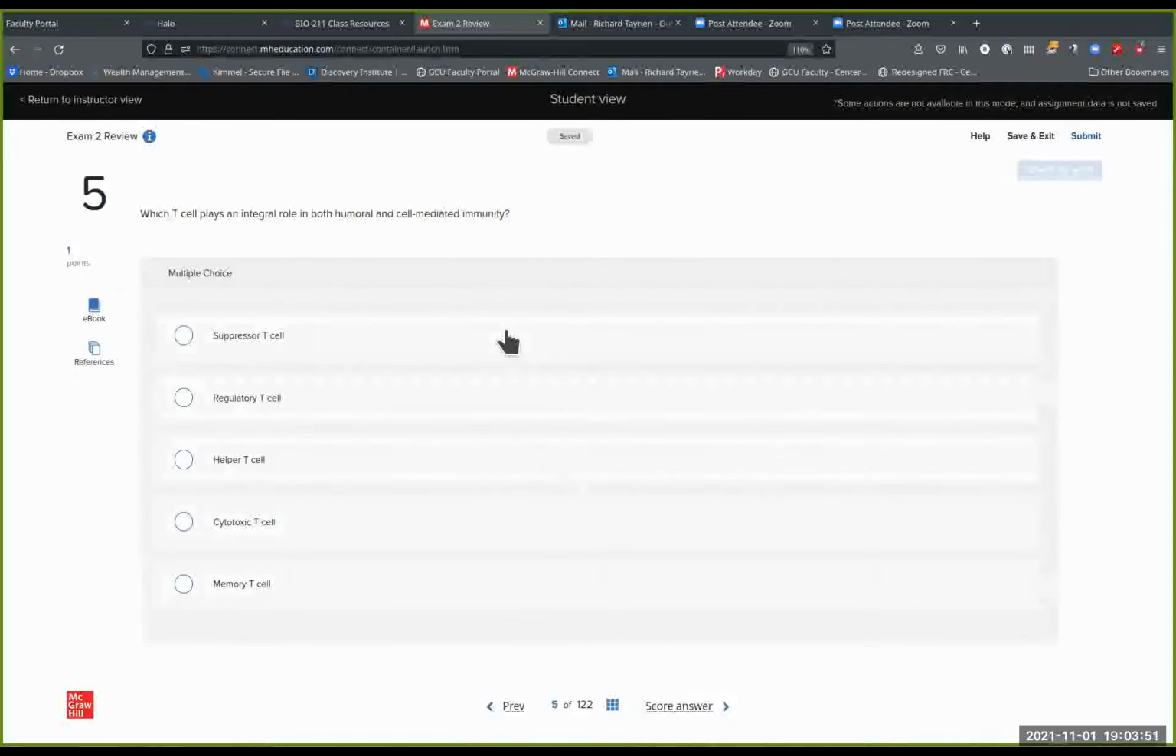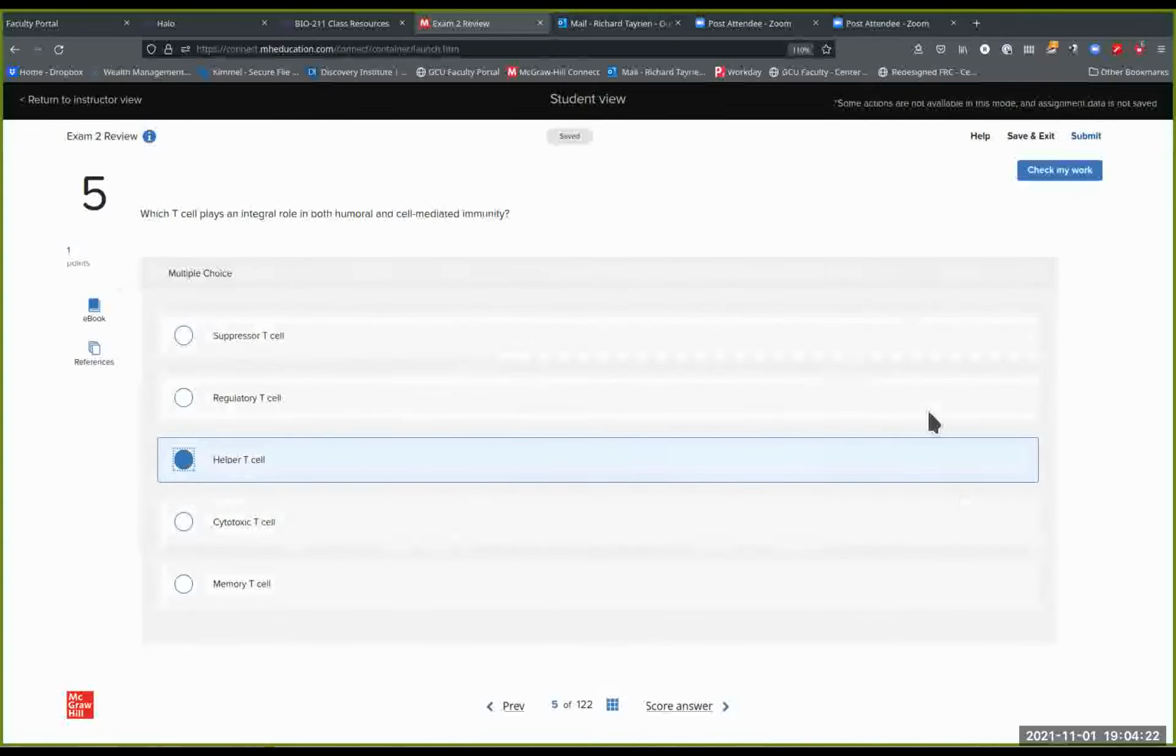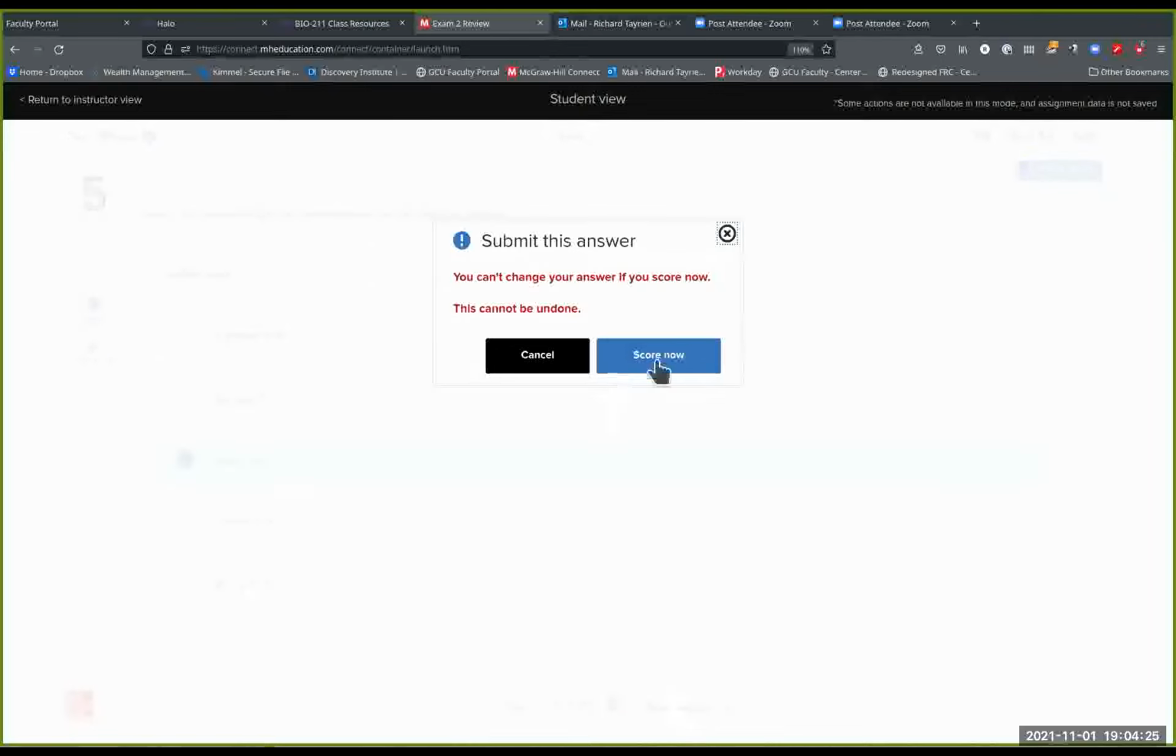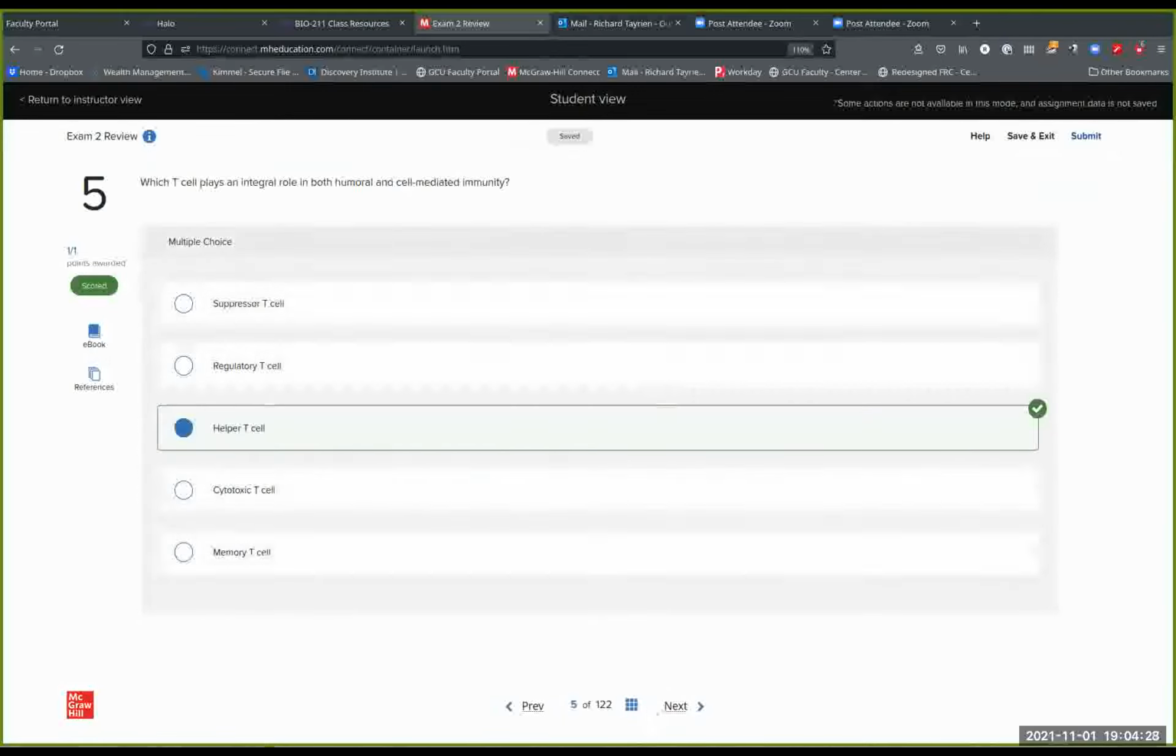Okay, which T cell plays an integral role in both humoral and cell-mediated immunity? That's a good question. Humoral and cell-mediated. I believe that's the helper T cell. Yeah.